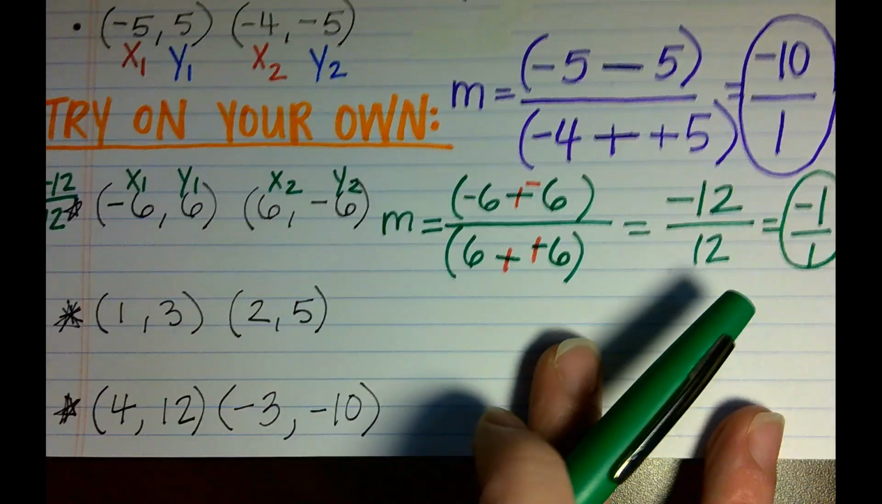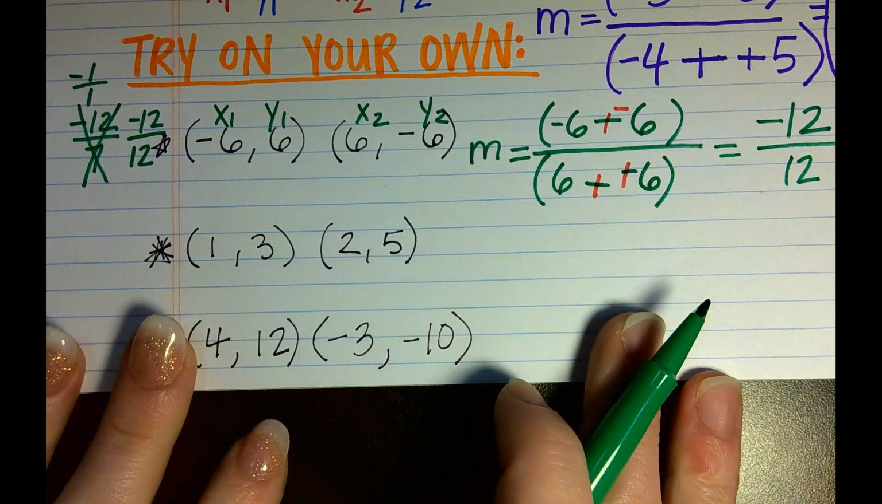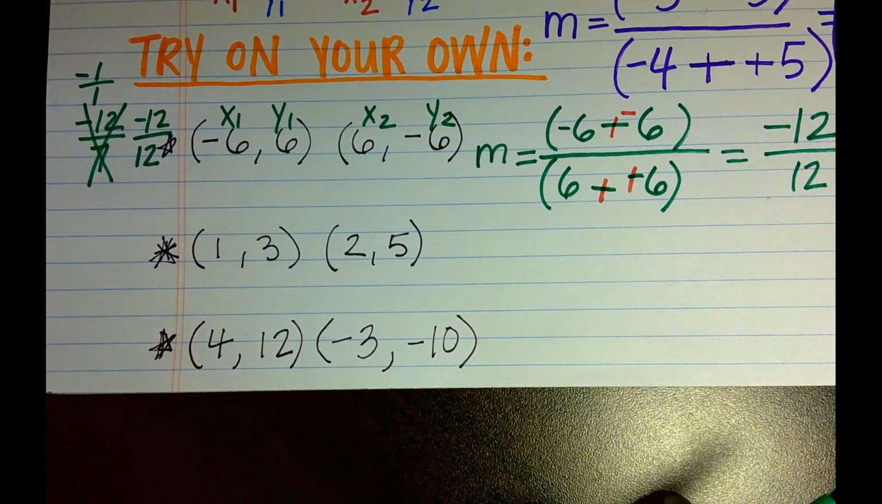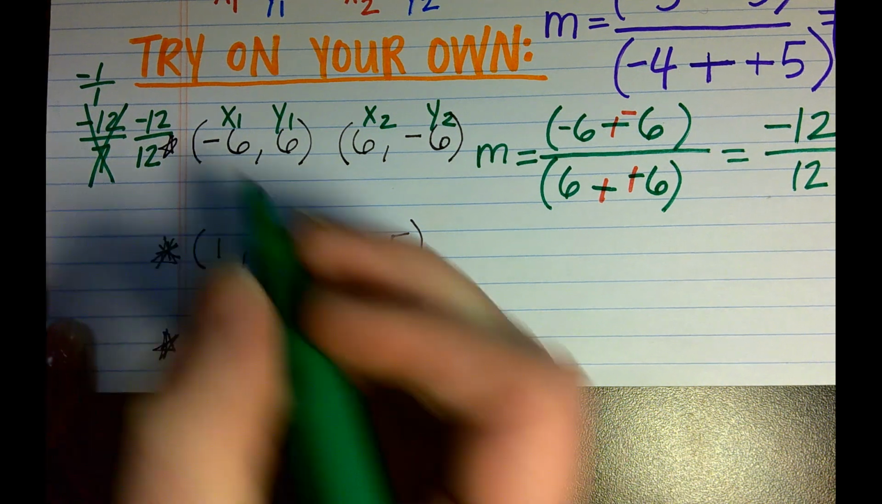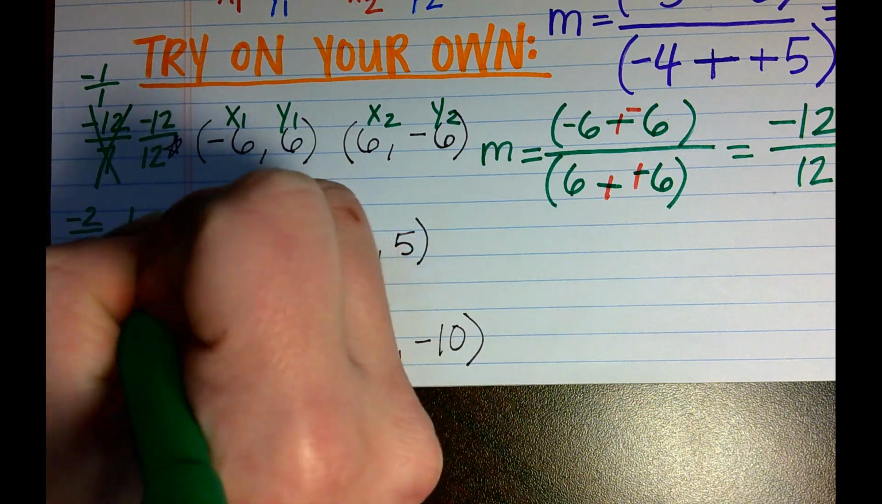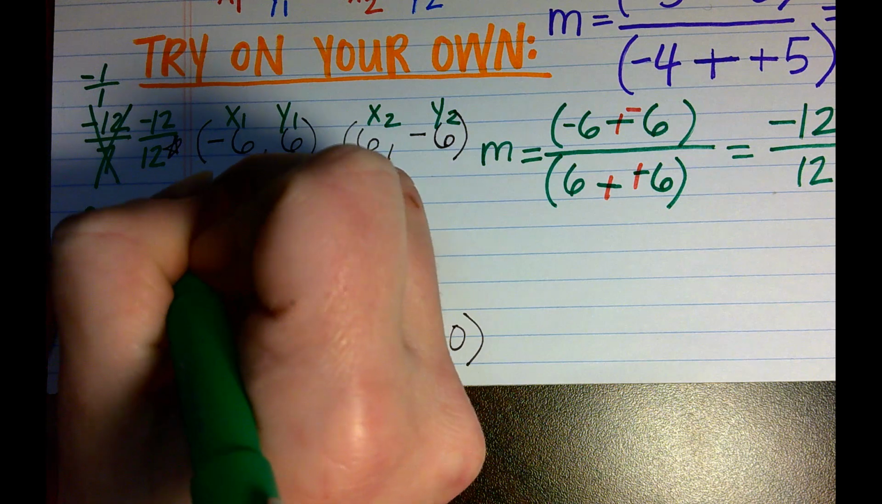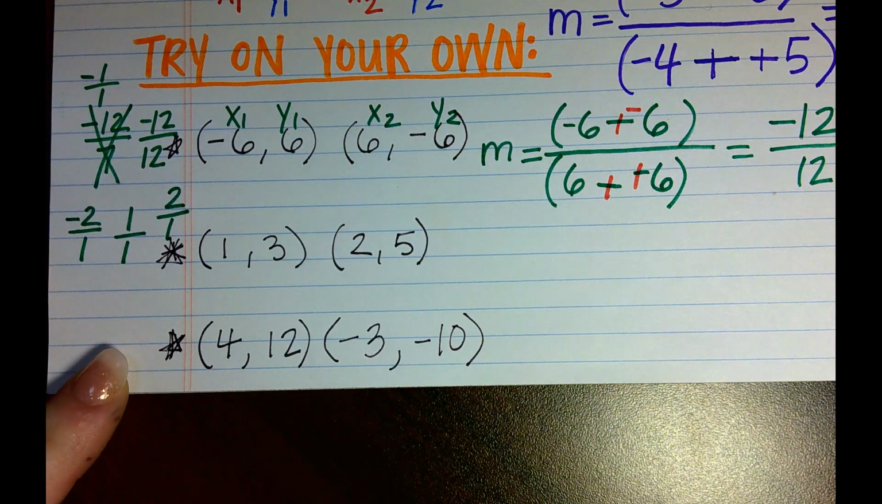Okay, all right. Let's look at the second one now. I have 1, 3 and 2, 5. What are the answers we got for slope? I got -2 over -1. Okay, then 1 over 1. What else? Positive 2 over 1. Okay, perfect.